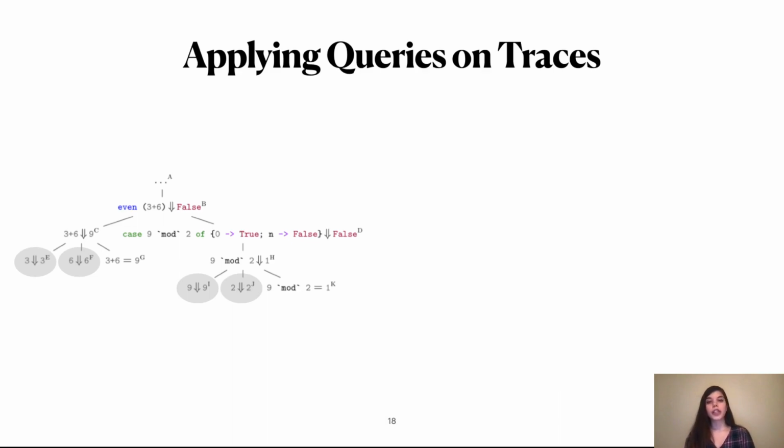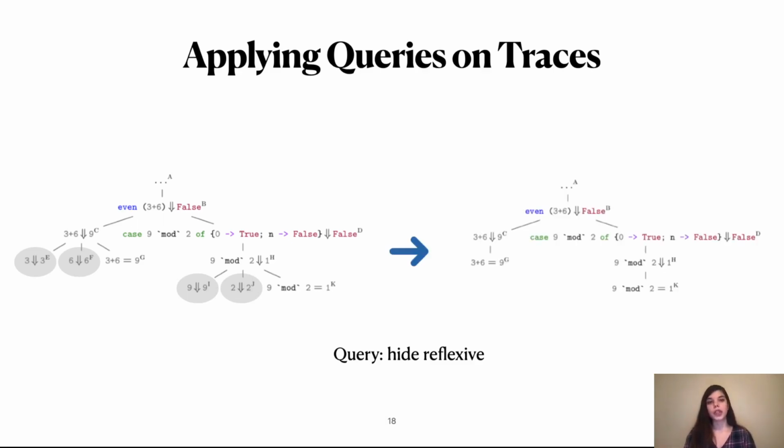The query that we can use over here is hide reflexive. The reflexive pattern will select the nodes E, F, I, and J, and the hide reflexive will hide all the nodes that are selected by the reflexive pattern. And so when we apply this query on our trace, the nodes E, F, I, and J are hidden from the trace. So now we have the tools to transform our traces.